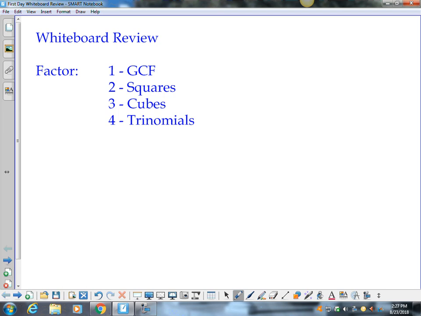So the first topic we're going to talk about is factoring. You've learned GCF, greatest common factor. You've done that since Math 1. Number 2, the difference of squares. Number 3, the sum and difference of cubes. And then number 4, trinomials. I'm going to give you one example of each. Again, if that's not enough, feel free to come see me and I can give you more.